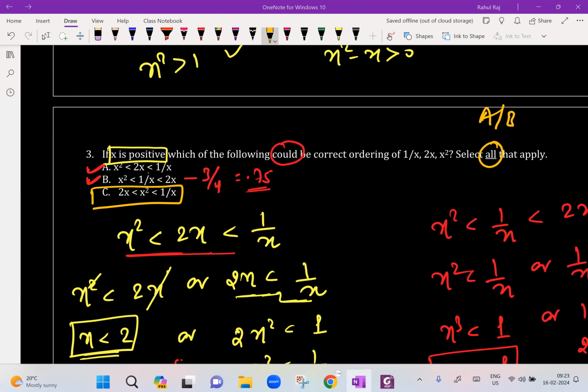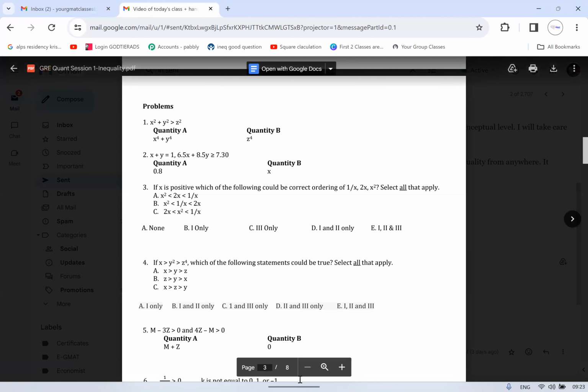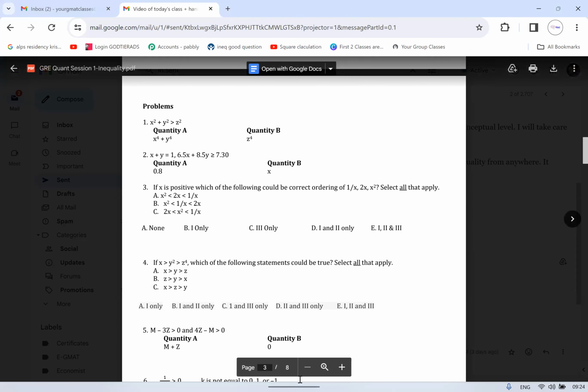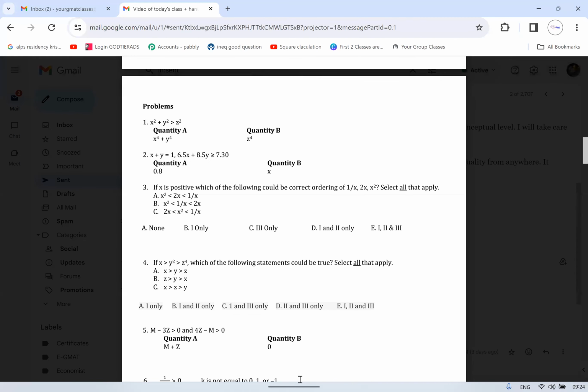Agreed? Understood. I have made it much easier for you by giving you, like right now, I don't want you to get into that detailing of it because I would anyway tell you in the class. And that's the reason I've given you option number A, B, C, D, E. But they will not give you these options. They will just give you select all.